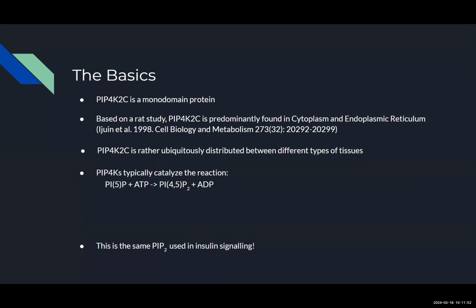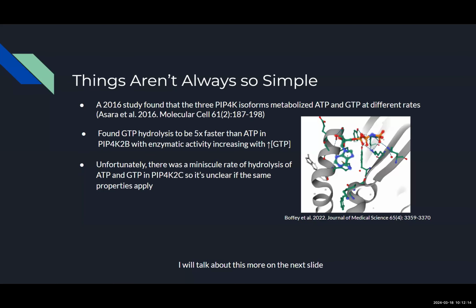PIP4Ks also typically catalyze the reaction PI5P plus ATP gives you PI4,5P2 plus ADP. And it's important to note because this is the same PIP2 used in insulin signaling by, well, first you have DAG signaling with PLC, and you have PI3K for your PIP3. Those scenes aren't always so simple. I wish they were, but it's not.